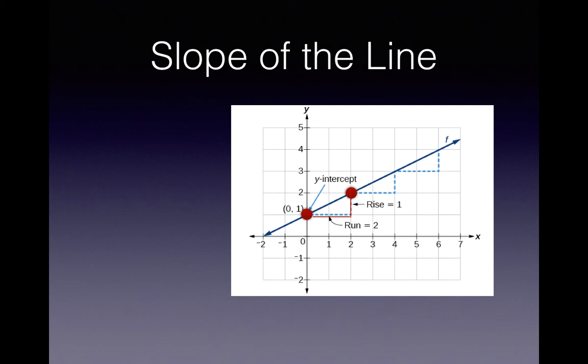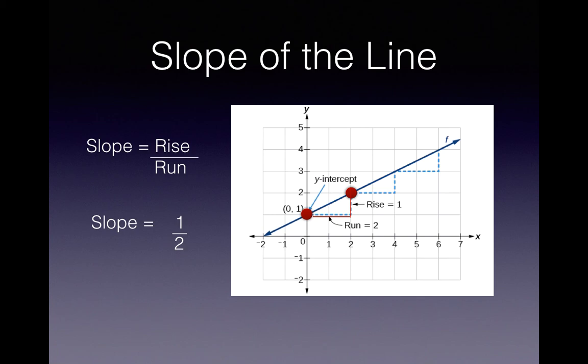So I've got a right angle triangle, and now I need to measure the horizontal distance and the vertical distance. So the horizontal distance of that right angle triangle we call the run, the vertical distance we call the rise. For me, the run is 2, the rise is 1. So when I put down my formula, I know the rise is 1, run is 2, so that gives me a slope of a half.